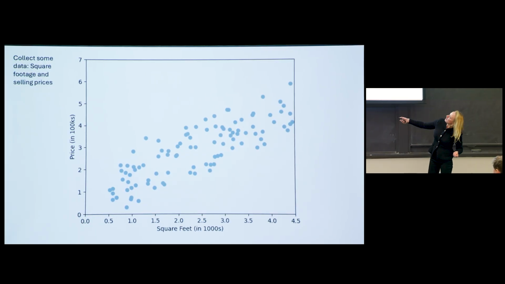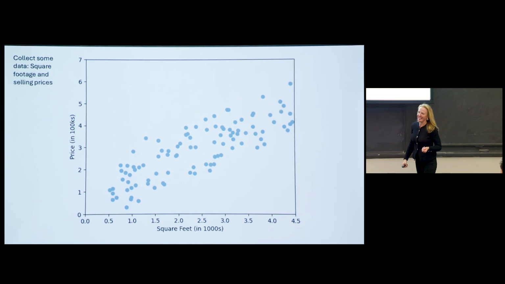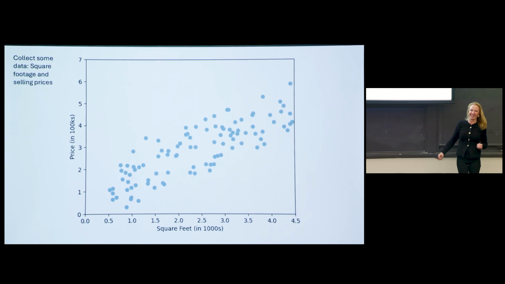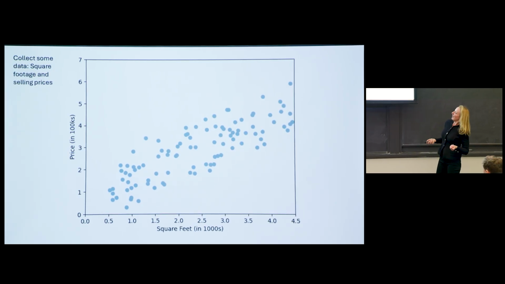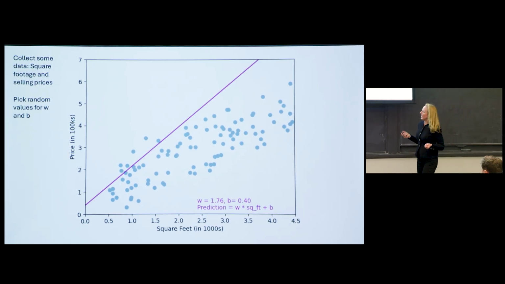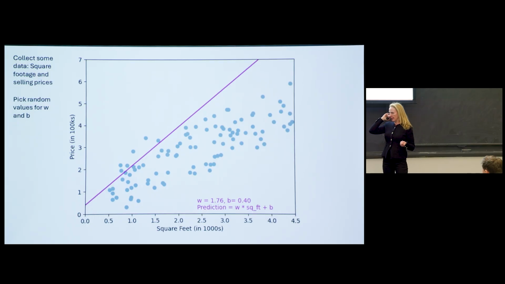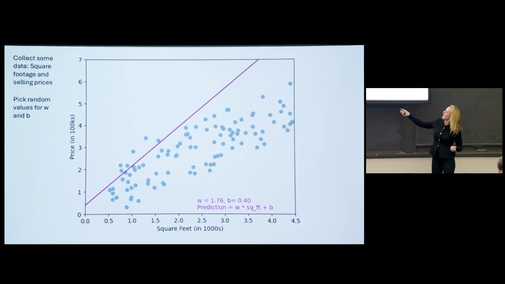So suppose that I've gone through the process of collecting the square footage of a bunch of houses that have recently sold, and I've also collected data on their price. In fact, this is just synthetic data that I generated, but we can pretend that I actually collected the data. I'm going to start by picking some random values of W and B. Again, I'm just going to use a linear model here just for intuition. Some W, some B. My prediction is W times the square footage plus B, okay?